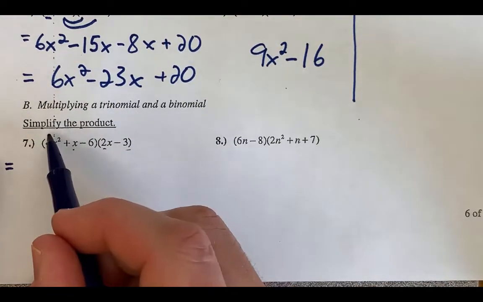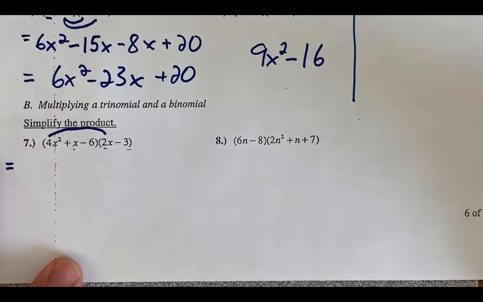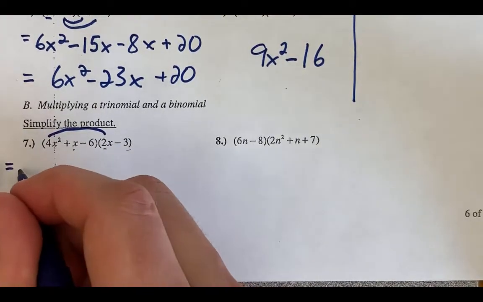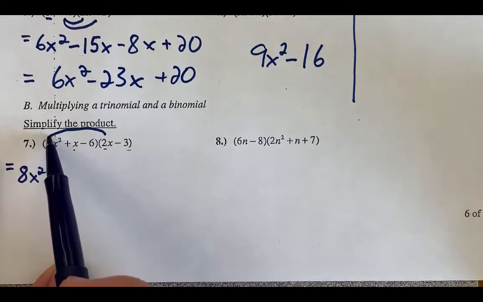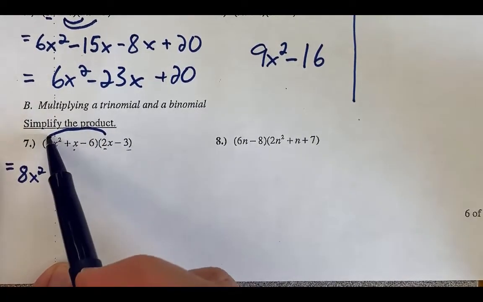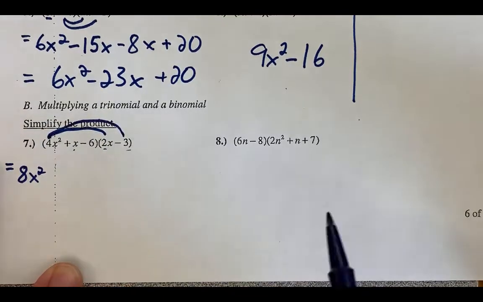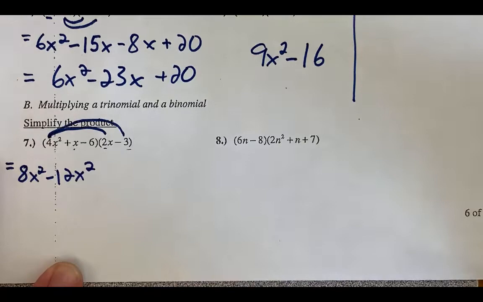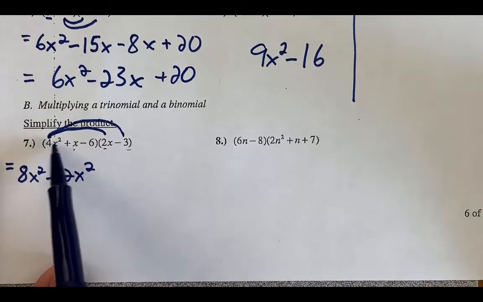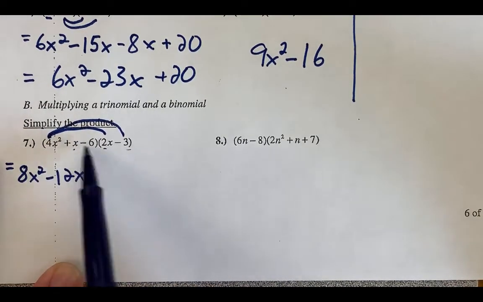I'm going to take 4x squared, times it by 2x. That's going to give me 8x squared. Now I have to take this 4x squared and I have to multiply it by everything, so I'm going to also multiply it by negative 3. So I get minus 12x squared. All right, then we're going to move on to the next term. Well, 4x squared, that one's done. We can mentally check that off.